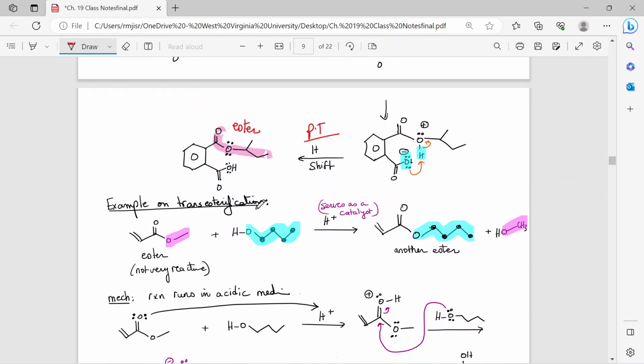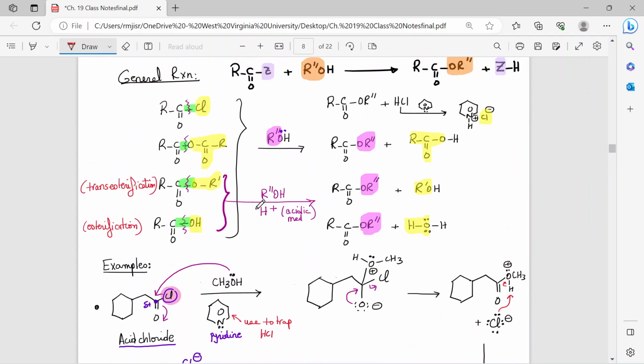Let's do an example on the trans-esterification. So we said that trans-esterification is whenever you start with an ester, you react it with another alcohol, but now the medium is acidic. It has to be acidic. Whenever I talk about esterification, the medium needs to be acidic. It goes way faster in order to get to the ester.